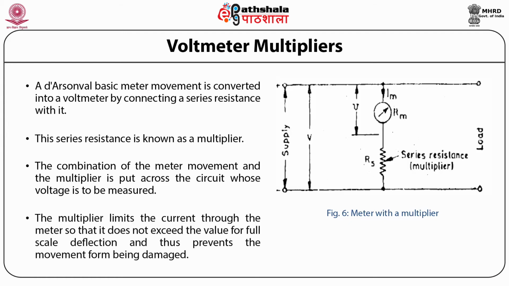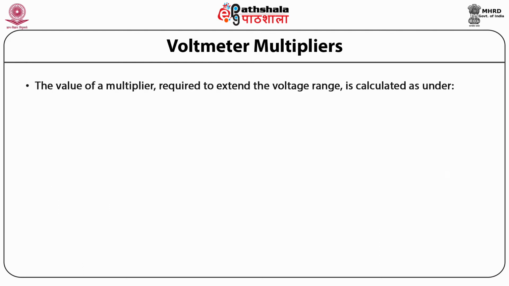The multiplier limits the current through the meter so that it does not exceed the value for full scale deflection and thus prevents the movement from being damaged. The value of a multiplier required to extend the voltage range is calculated as follows.